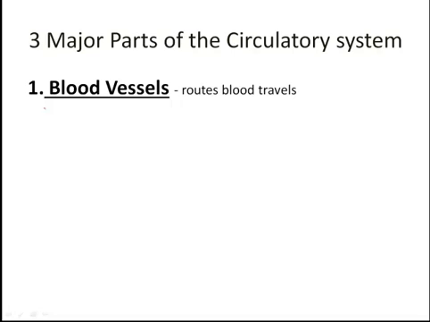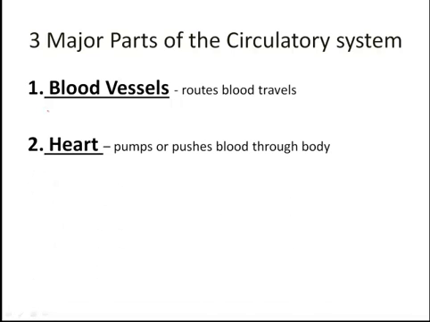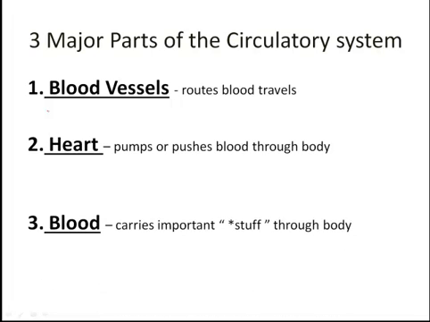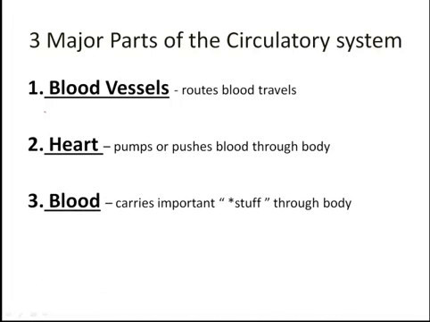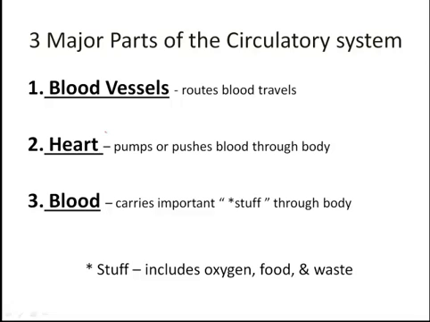There are 3 major parts of the circulatory system. You have your blood vessels, the routes through which blood travels. The heart is going to pump or push the blood through the body. And then your blood carries all that important stuff around the body, which includes oxygen, food, and waste. Okay? When we look at your blood vessels, remember there are 3 types of blood vessels. You have arteries.